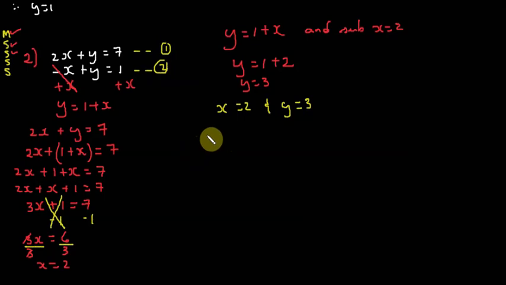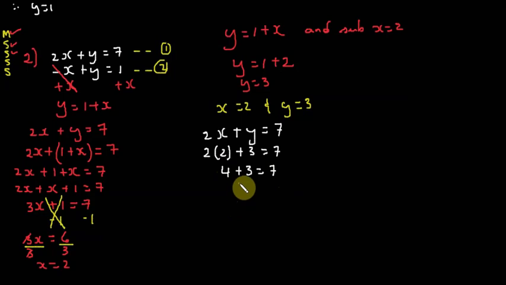Alright, so using any one of the two equations there, let's use equation 1 to test our answer. 2x plus y equal to 7. In the space of x, I write 2. In the space of y, I write 3. The left side must be equal to the right side. So 2 2s 4 plus 3 equal to 7. 7 equal to 7. Boom! Bang! That is correct.